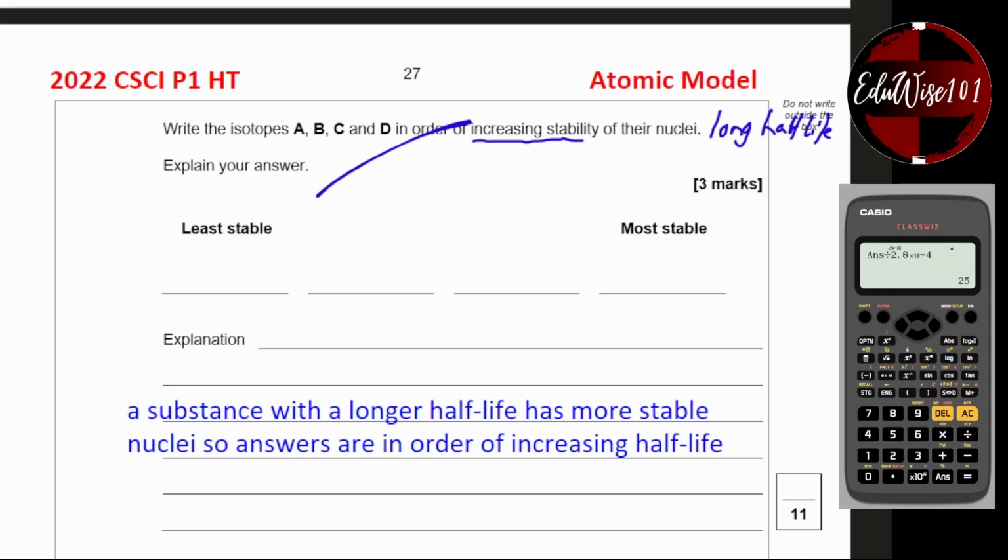So the order is D, B, A, C. The explanation was a substance with a longer half-life has more stable nuclei, so answers are in order of increasing half-life.